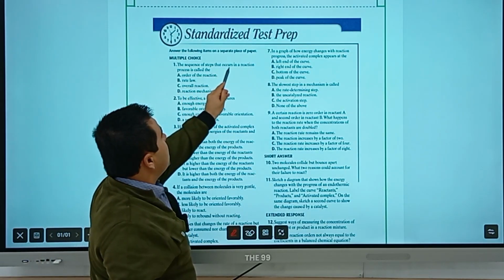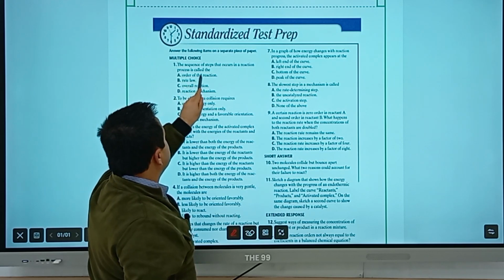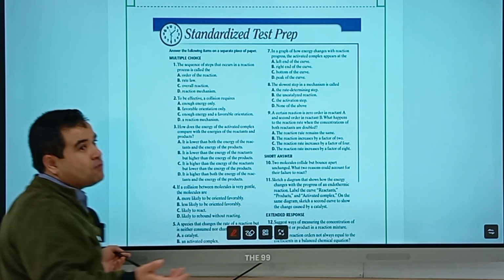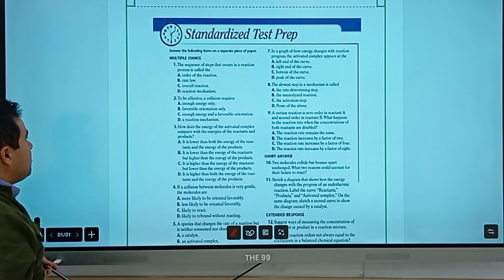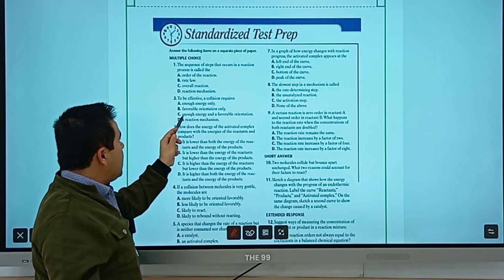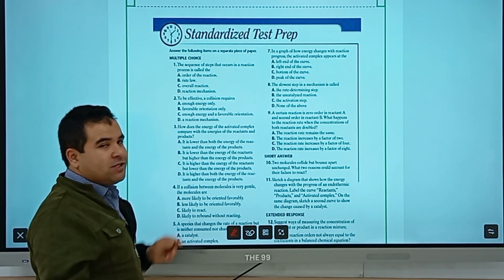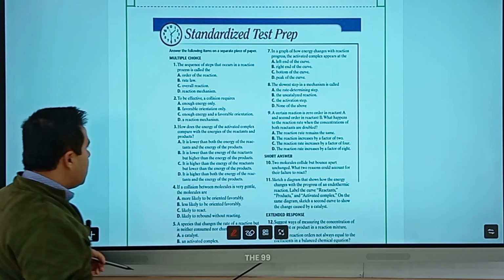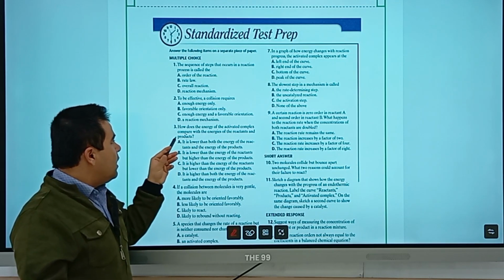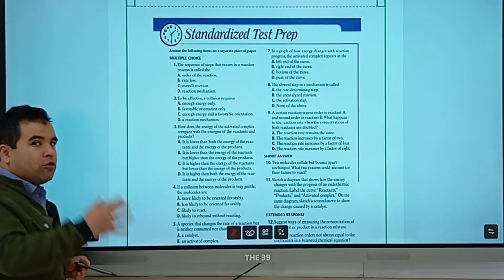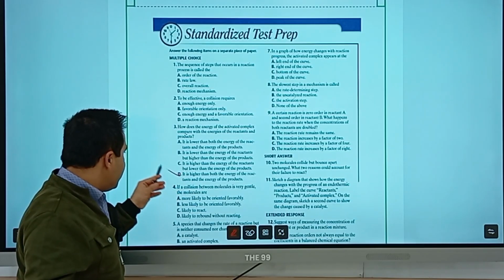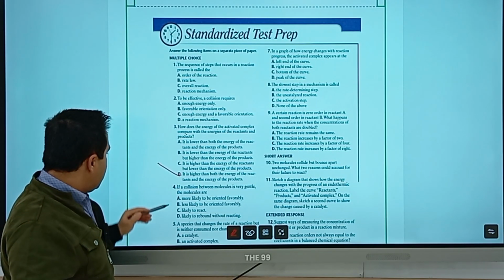The sequence of steps that occur in a reaction process is called the order, rate law, overall reaction, or mechanism. The sequence of steps is the reaction mechanism, which is D. To be effective, a collision requires enough energy and a favorable orientation. See, this is a ministerial exam question. How does the energy of the activated complex compare with the energy of the reactants and products? Of course, it's higher than both reactant and product.